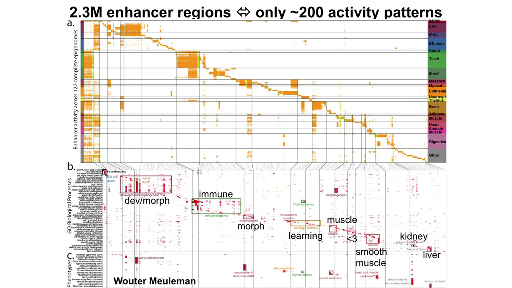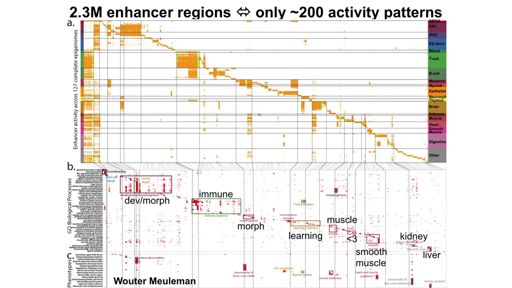So now I've taken these 2.3 million DNase regions that are showing enhancer-only marks that do not show any promoter marks in any of the cell types, and I've clustered them into approximately 200 activity patterns. And you can see here that a very small subset of those are, in fact, fairly ubiquitous, some of them in pluripotent cells, others in more differentiated tissues. And most of them, however, have this extremely tissue-specific and lineage-specific pattern of activity.